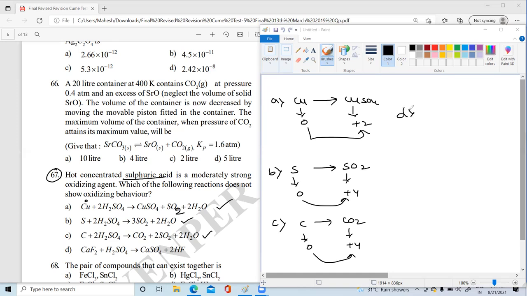But in option D, students, CaF2 is converted into CaSO4. Here calcium is in the +2 state, and there also calcium is in the +2 state, students. We can say it is an ionic exchange reaction. Here there is no oxidizing power, so this is the correct option, students. In this, oxidation behavior is not shown. Okay, option D is the correct one.